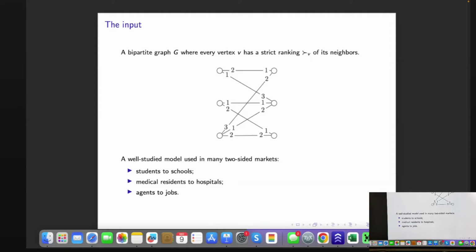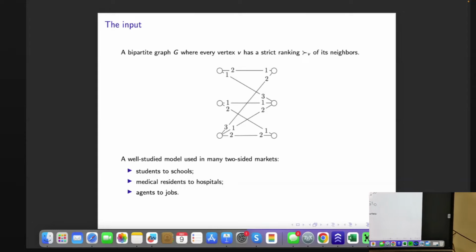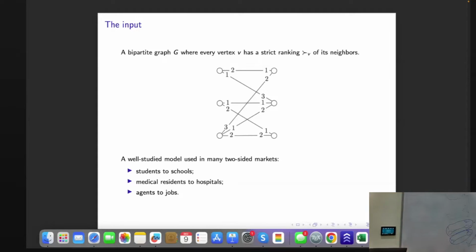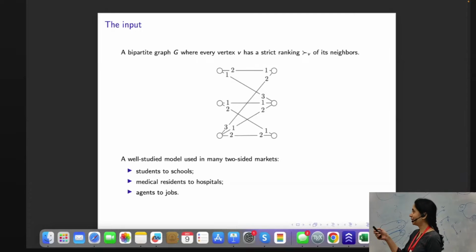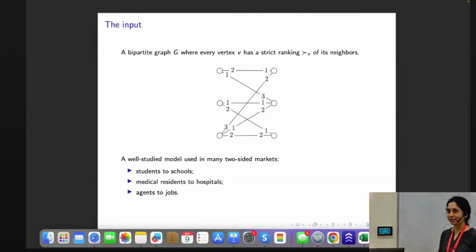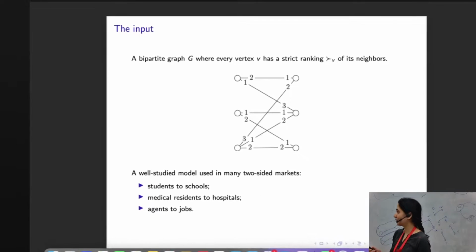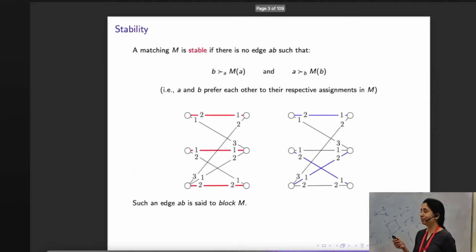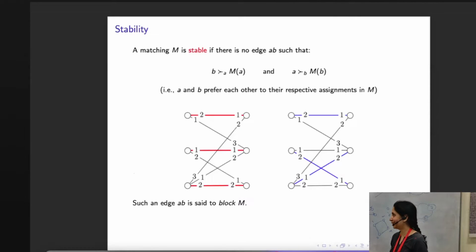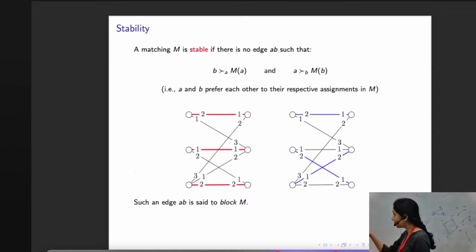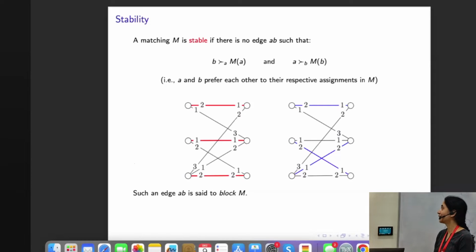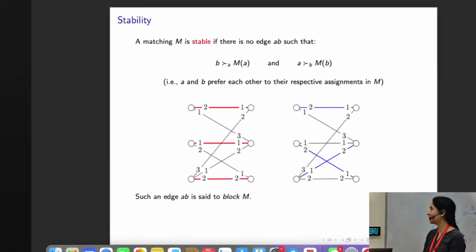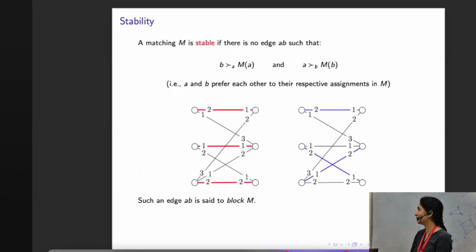We have a bipartite graph where every vertex has a strict ranking of its neighbors, and as we all know, this is a very well studied model with many real world applications such as matching students to schools, residents to hospitals, agents to jobs. And as you all have been seeing, I'm sure in several talks, what one seeks here is a stable matching. A stable matching is considered an optimal matching in this setting.